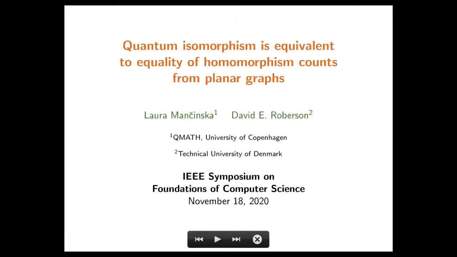Our next talk is going to be on quantum isomorphism is equivalent to the equality of homomorphism counts from planar graphs, and the talk is going to be given by Laura Mančinska.